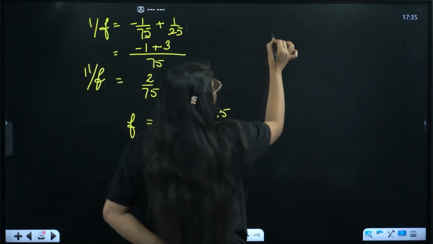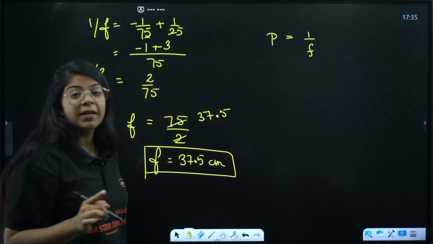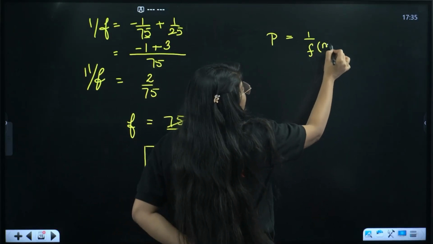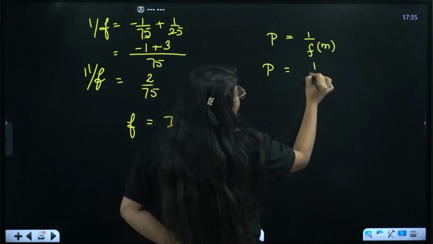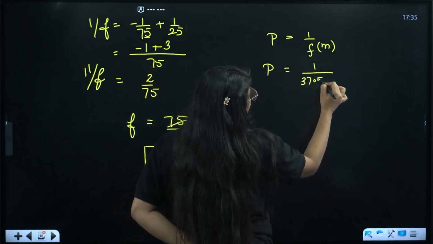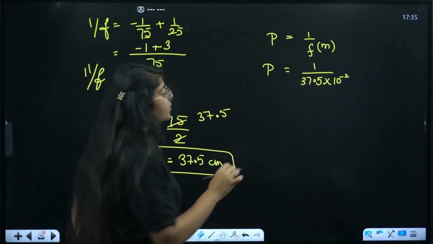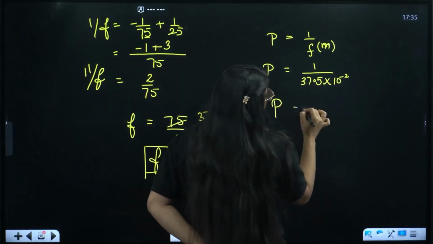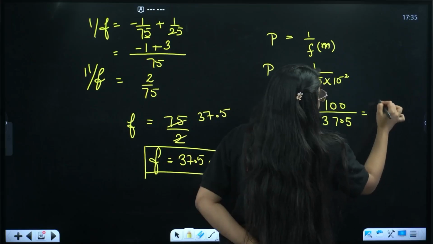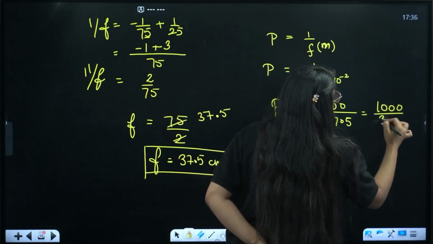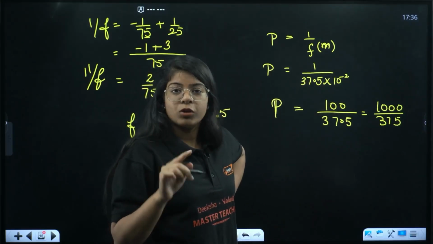So power will be 1 by focal length, but focal length will be in meters, right? So power will be 1 divided by 37.5 into 10 raised to power minus 2, right? That is correct. And power will be 100 divided by 37.5, which you can write as 1000 divided by 375.